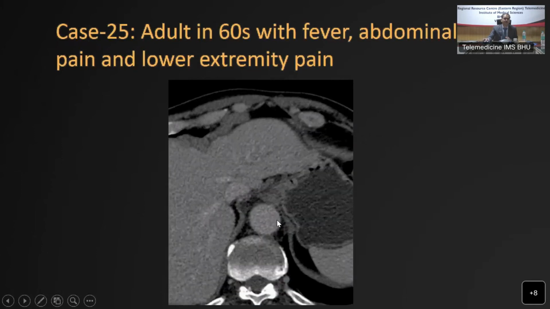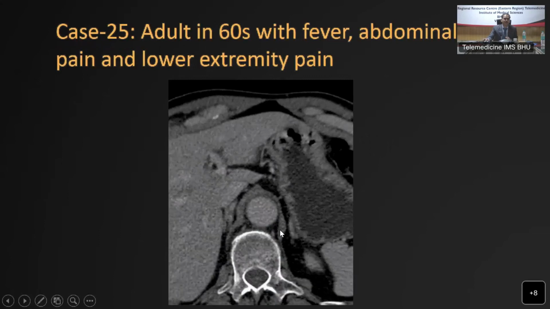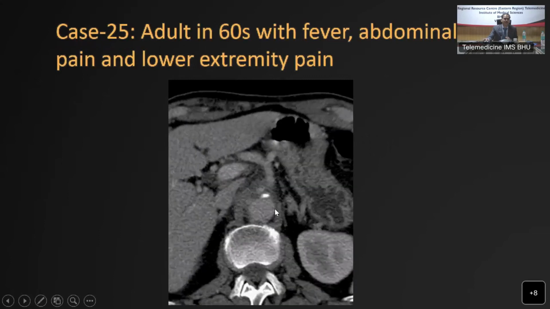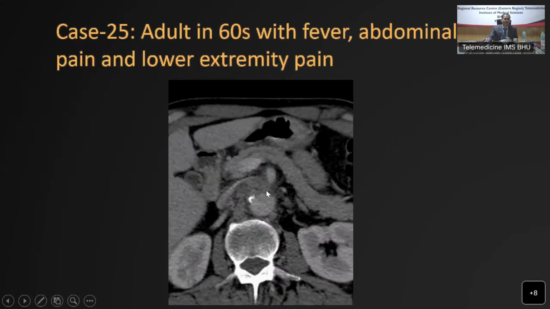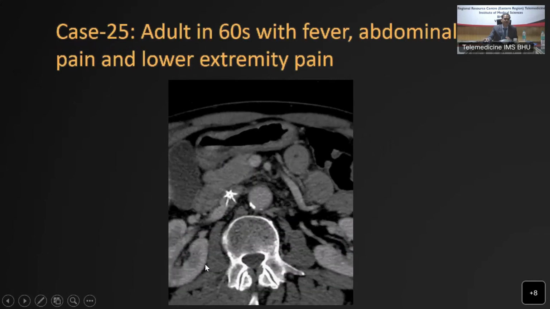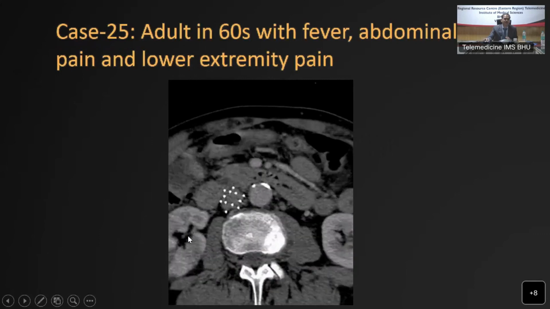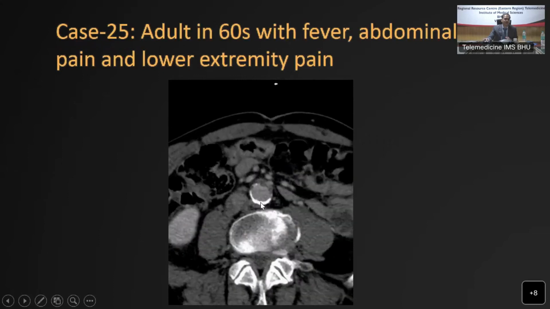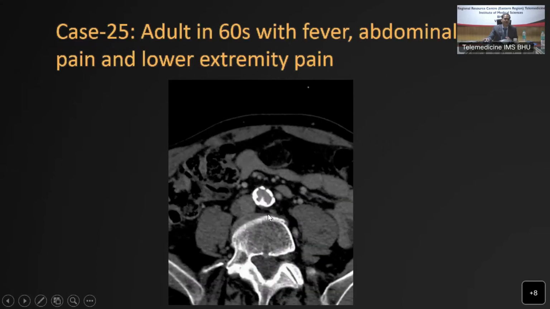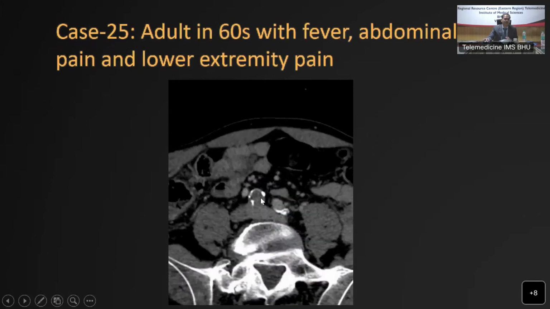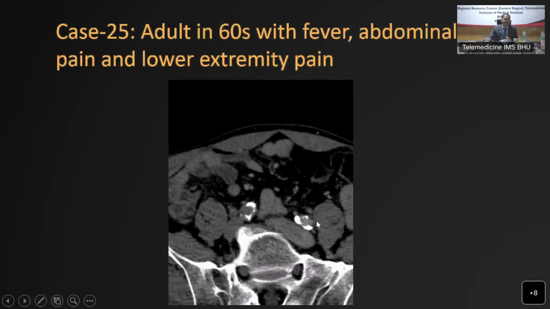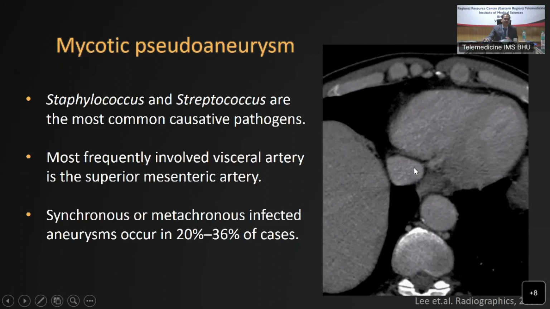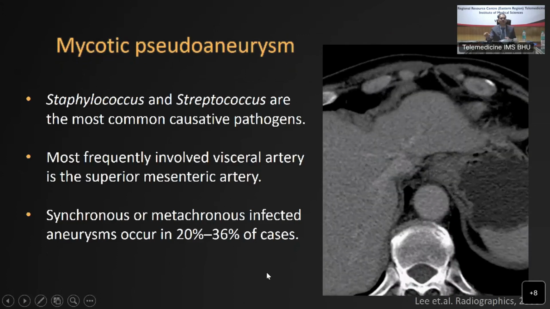This case here presented with fever, abdominal pain, and lower extremity pain. You can notice that the aorta has a focal outpouching, so this is a little pseudoaneurysm. We'll also notice the renal infarcts as we go further down. There is an IVC filter here, and as you go further down, you notice the cause for the pain is because the iliac artery is occluded here. So this is a case of mycotic pseudoaneurysm here.